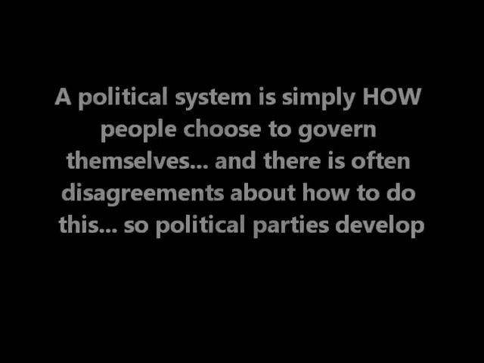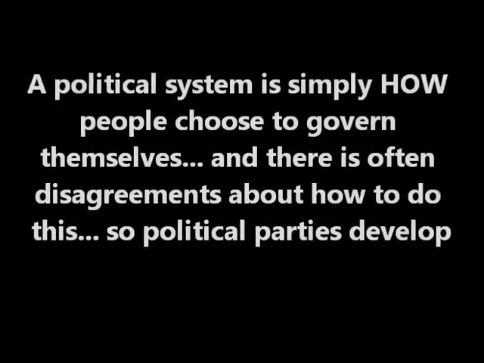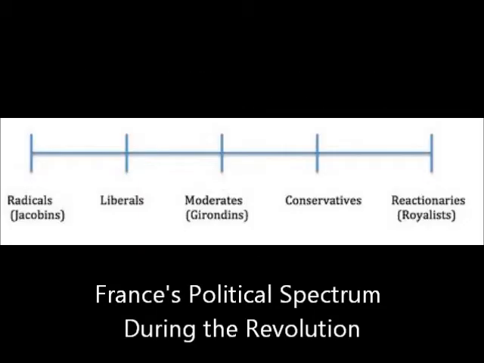There were three main groups: radicals, or extremists, moderates, and conservatives. They all sat together in their respective groups in the assembly hall, radicals on the left, moderates in the middle, and the conservatives on the right. These divisions actually are still used even today in politics to describe people's political beliefs on the political spectrum.